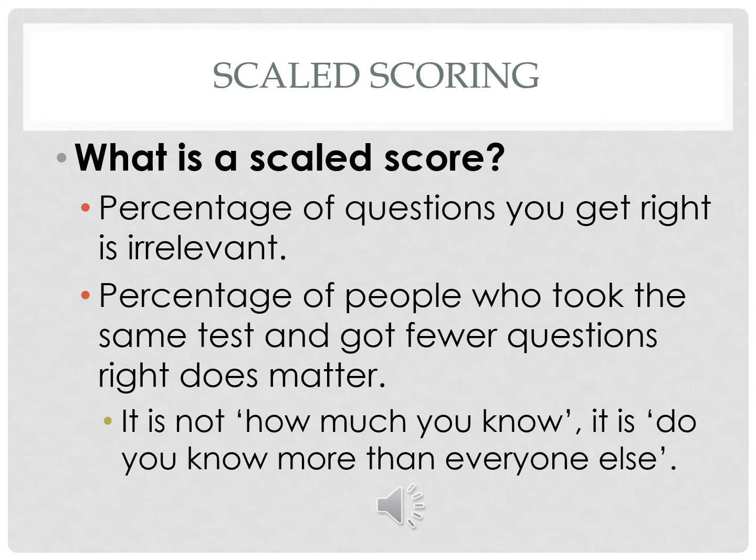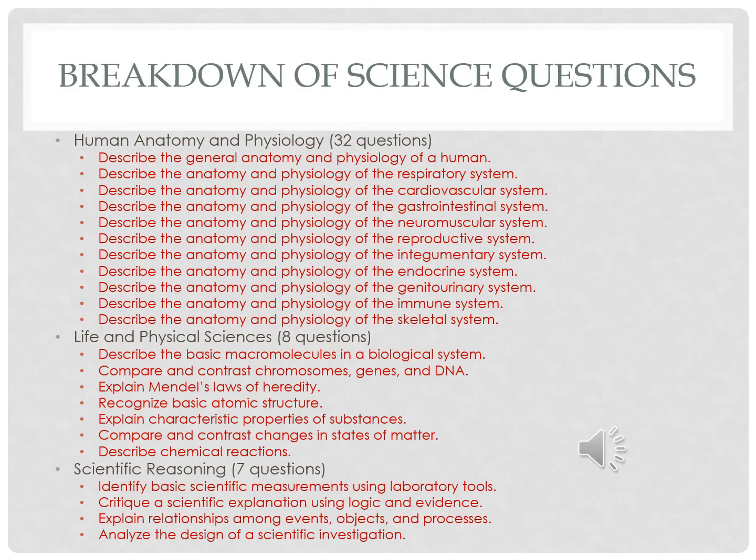The percentage of questions you get right is irrelevant. The percentage of people who took the same test and got fewer questions right does matter. So it is not how much you know, it is do you know more than everyone else. When you take the TEAS exam, the breakdown of science questions will look like this.